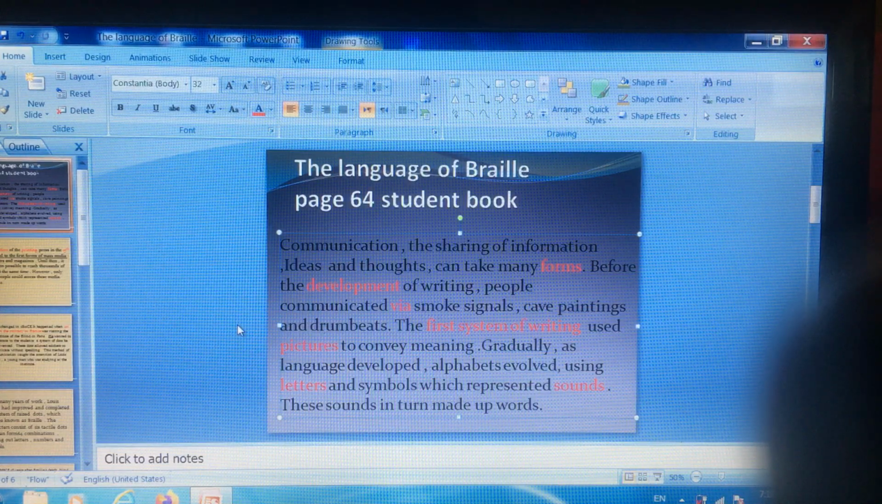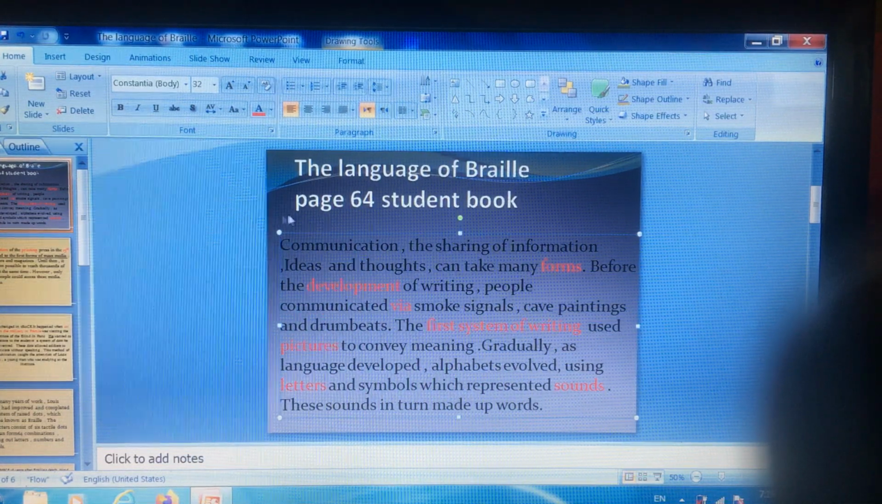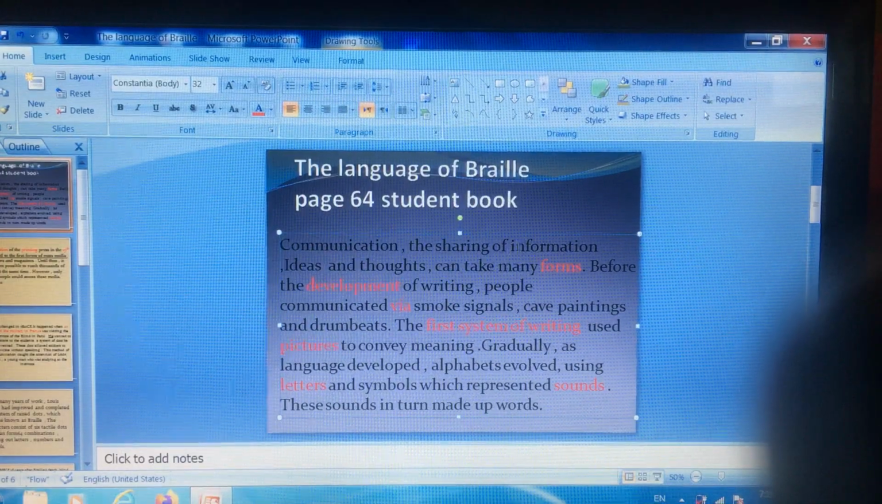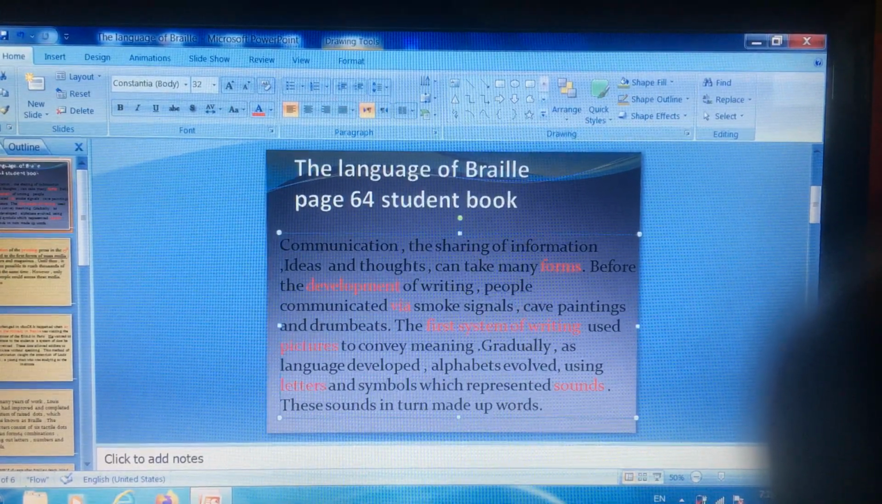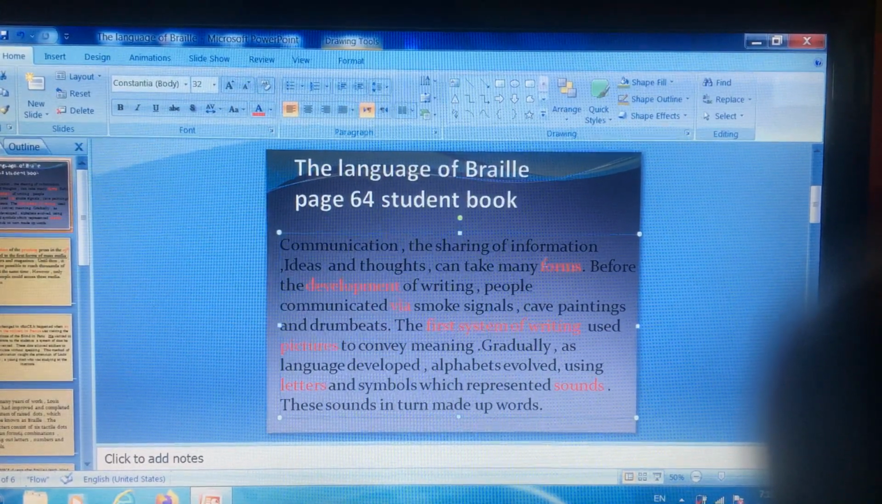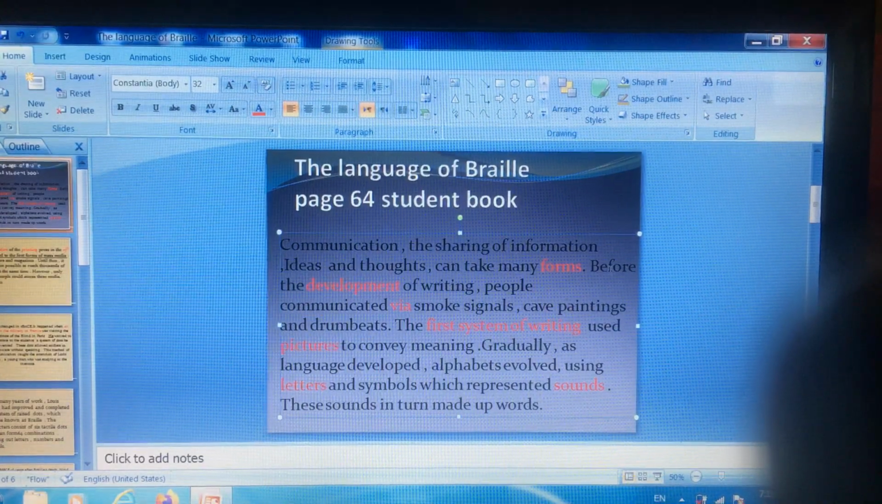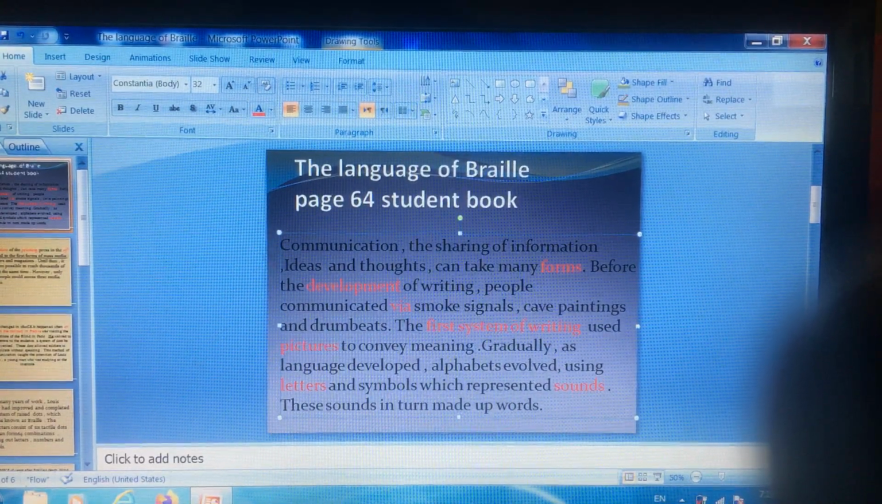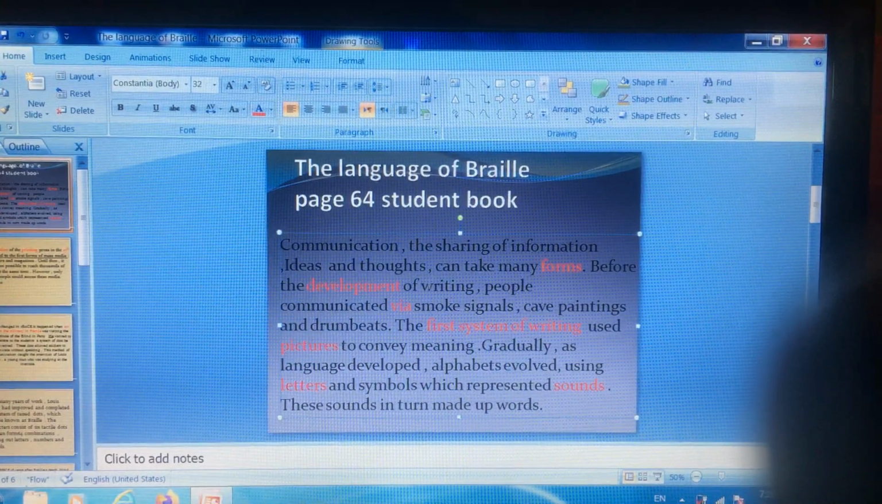Okay. Communication, the sharing of information, ideas and thoughts can take many forms before the development of writing. لأن التواصل وتبادل المعلومات والأفكار يأخذ أشكال forms before the development of writing، قبل تطور development of writing.